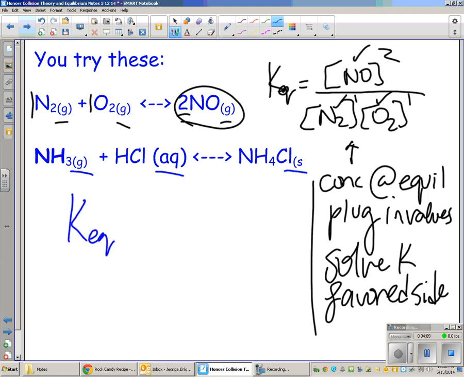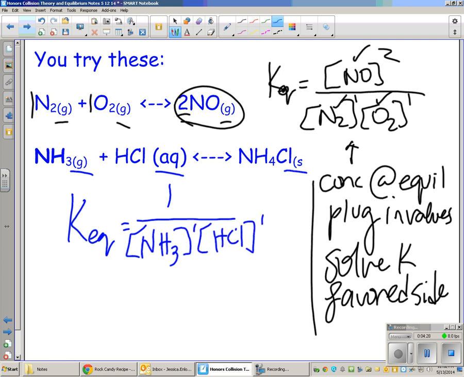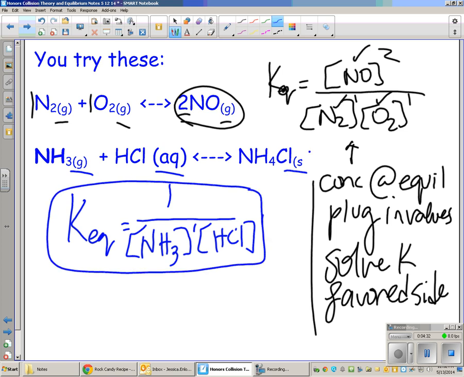So K. This right here, I would like to put in the products, right? But I can't. So I just have to put 1 up there. But I can put these other reactants in there, that's fine. So concentration of NH3 to what power? 1 times concentration of HCl to the 1 power. So it looks weird because you're not including that right there, but that's okay.